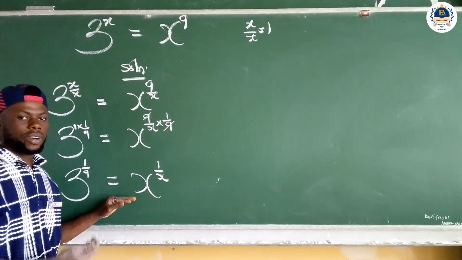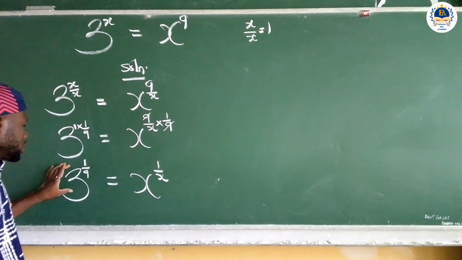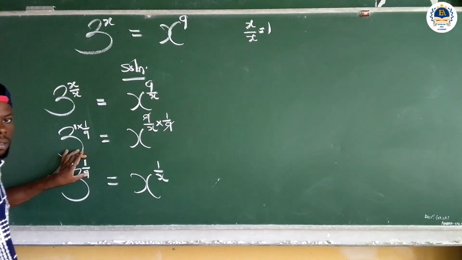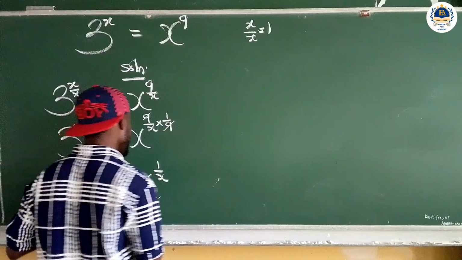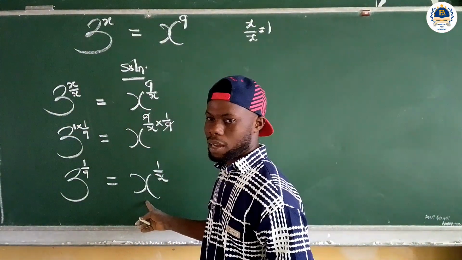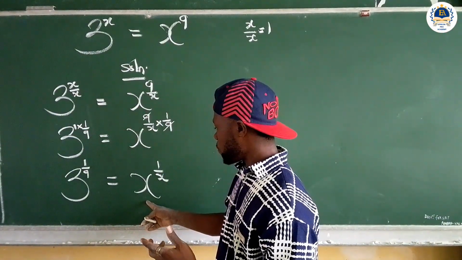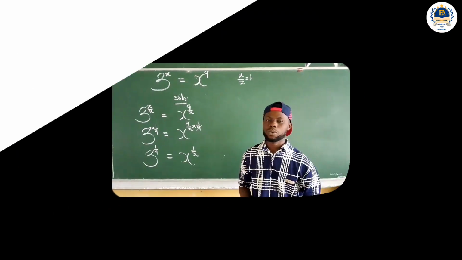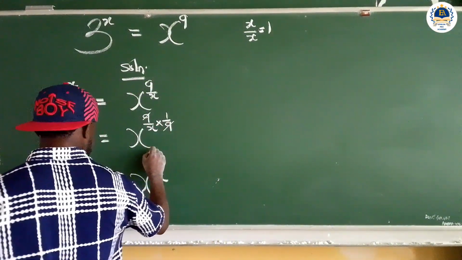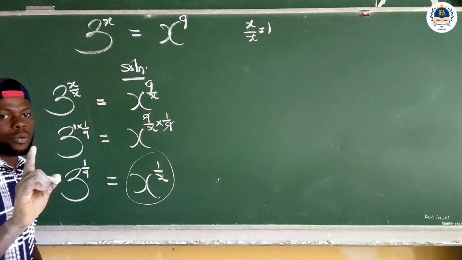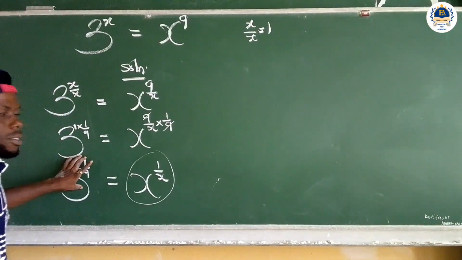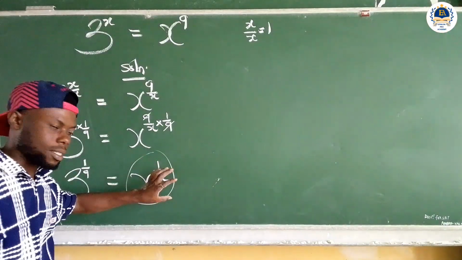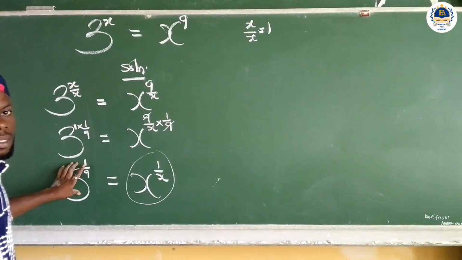So we have achieved the first goal. At the left hand side, I have a number raised to the power of a number. At my right hand side, I have a letter raised to the power of another letter. At this point, we don't have a problem with the right hand side. The only problem we are having now is with the left. We are going to leave this one because we don't have any issues with it and deal with the other.